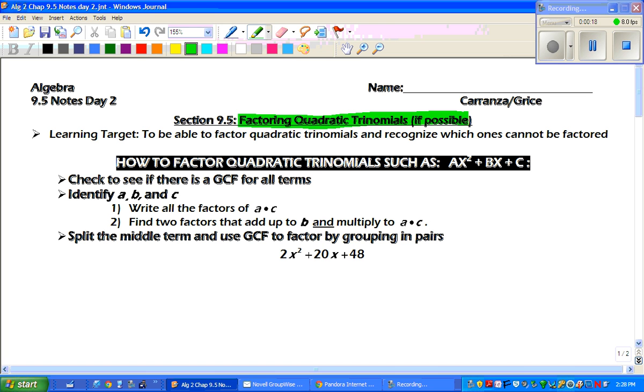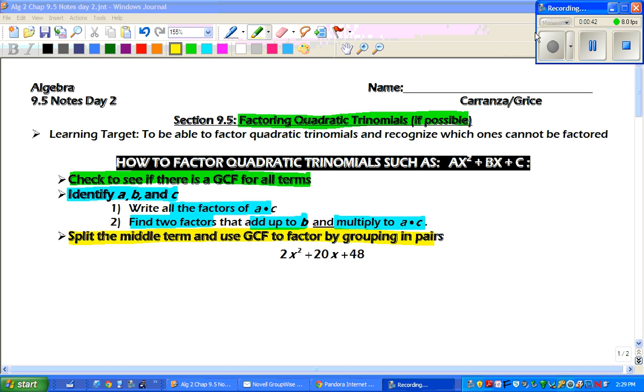Now, one of the things we always have to do is to check to see if there's a GCF for all of the terms. Identify what A, B, and C are, and that's where we write the factors of AC, find the two factors that add up to B and multiply to AC, and then split the middle term, and factor by grouping in pairs.